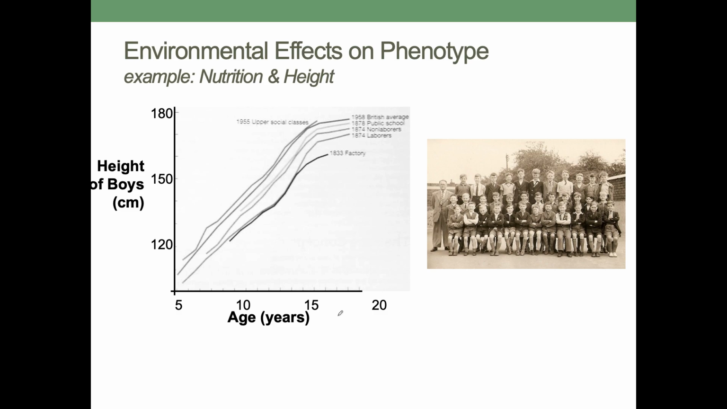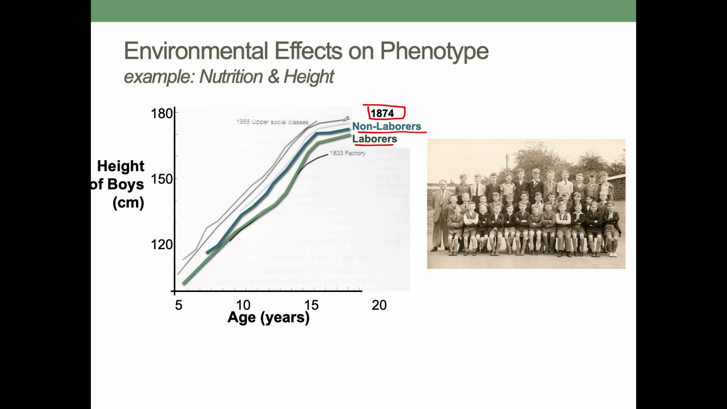However, there's also a strong effect of your environment, like your stress and your nutrition, on your body's ability to grow and to produce a taller height. And so this is the difference in laborers, kids that had to work from a young age, to non-laborers in the year 1874. So this is before child labor laws, where kids could have jobs, right?